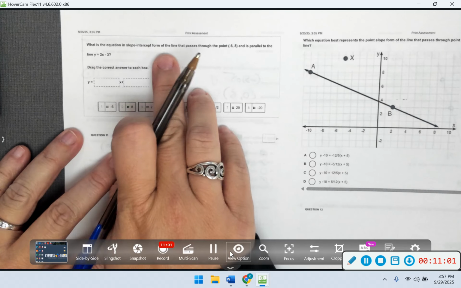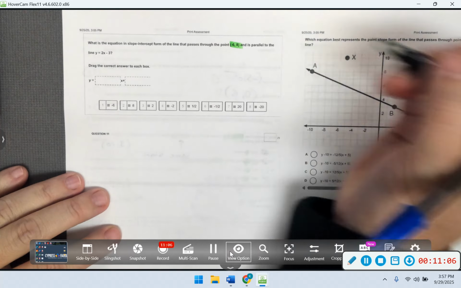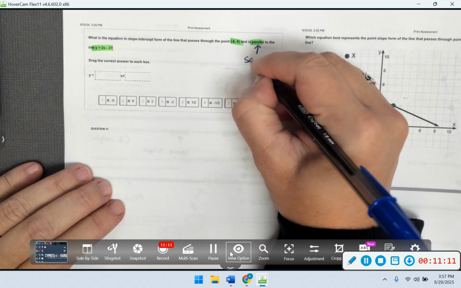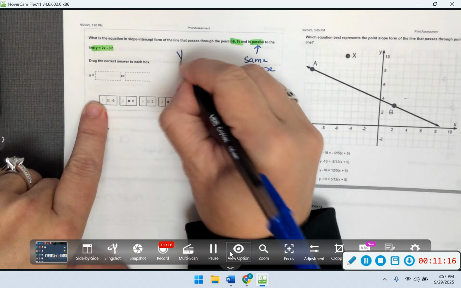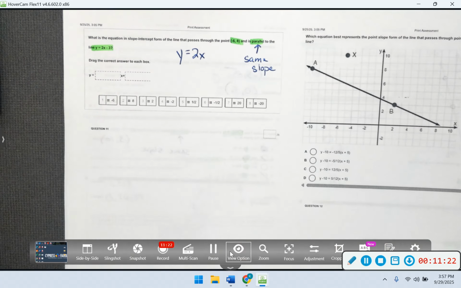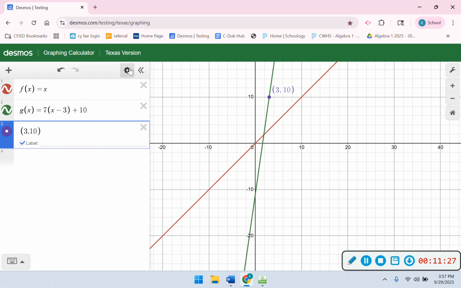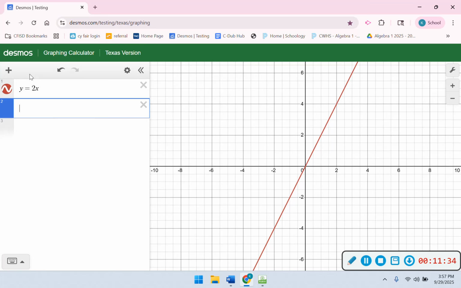It says, what is the equation in slope-intercept form of the line that passes through the point (-6, 8) and is parallel to this line. So again, parallel means it's going to have the same slope. So the slope of this line is 2, so I know in my function the slope's going to be 2, and it's got to go through this point. So we did this several days in class. So go to Desmos, type in y equals 2x. It's going to have the same slope. It's going to have to go through the point (-6, 8). So type the ordered pair in.